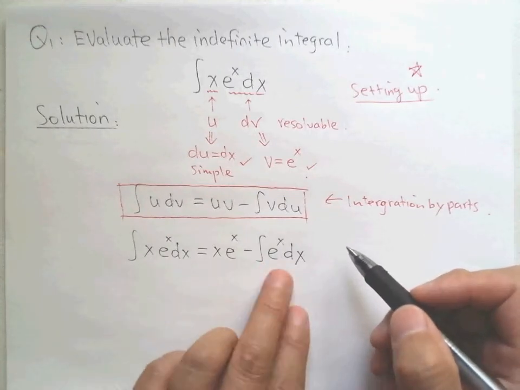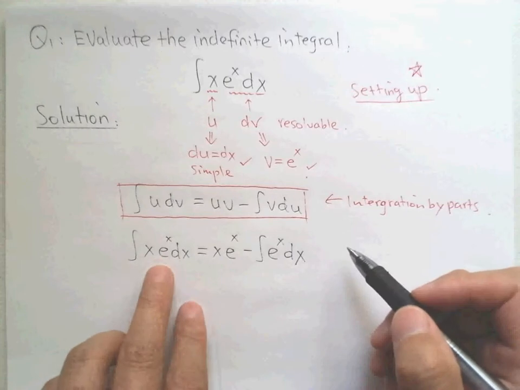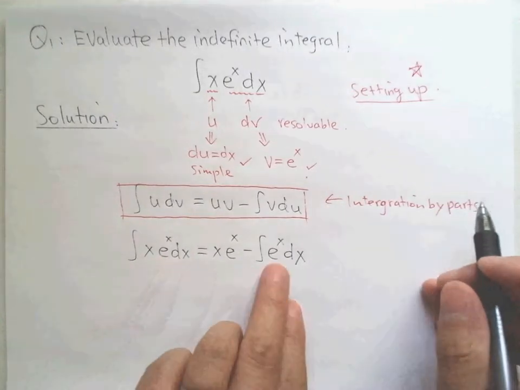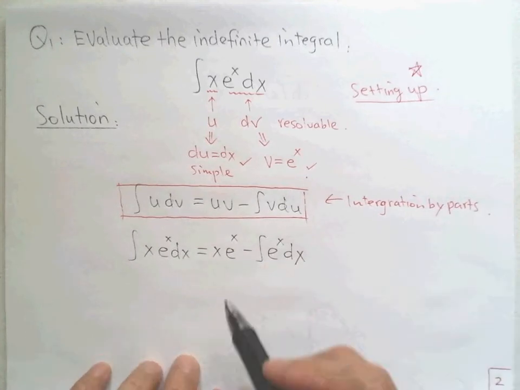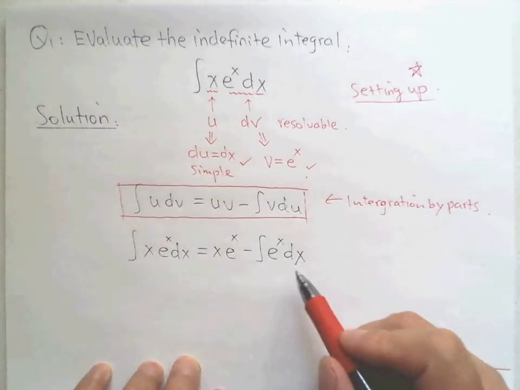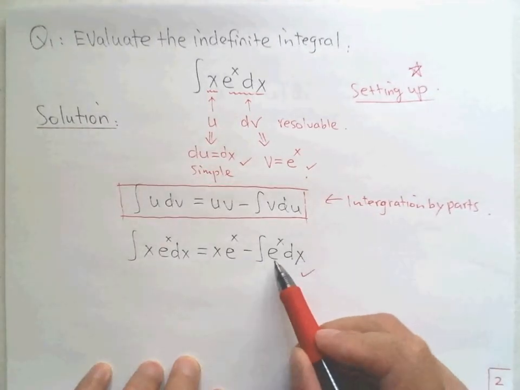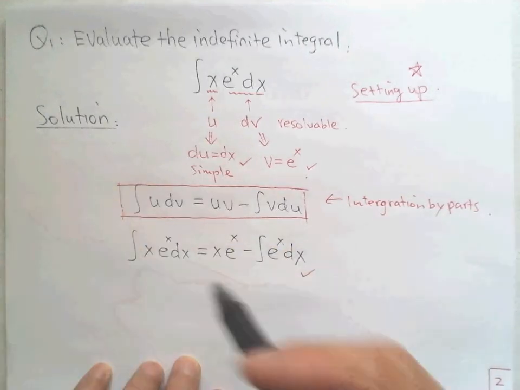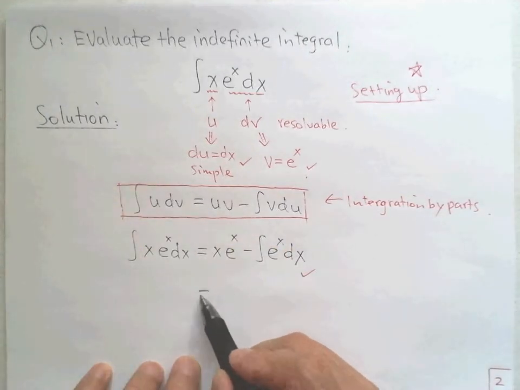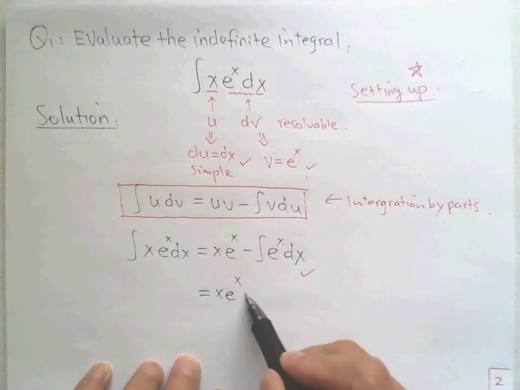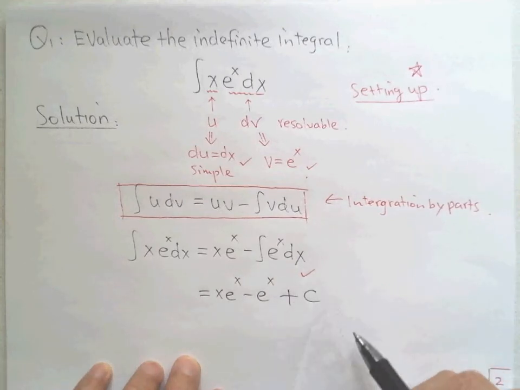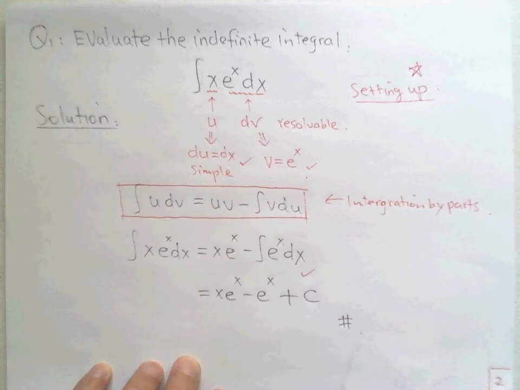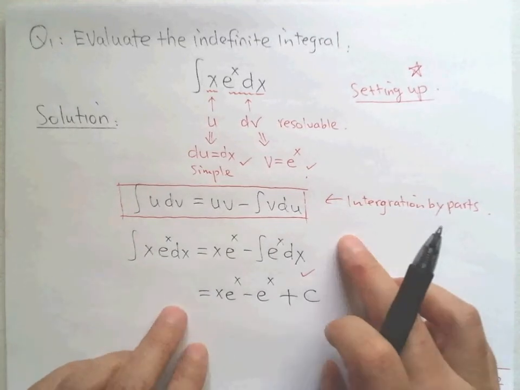Is this simpler than this? This part is easier than that part, right? This is integration of the easy part, and this is what we know. The integral of e^x is the basic formula we already have. So I get minus e raised to the x power. Don't miss plus C. That's the first question.